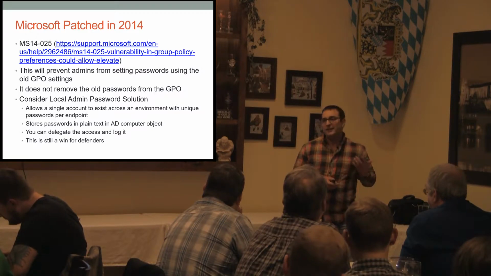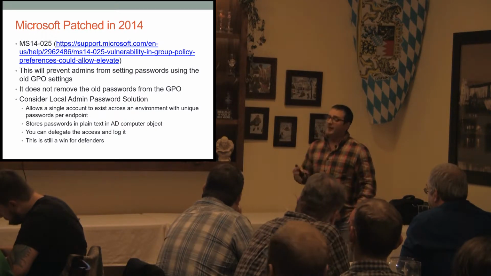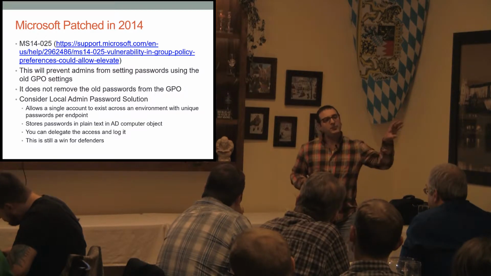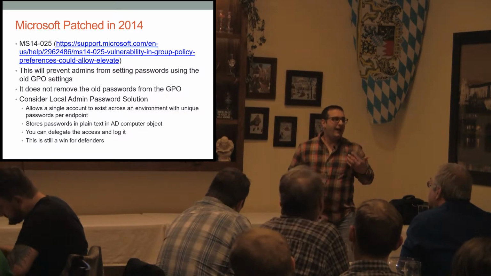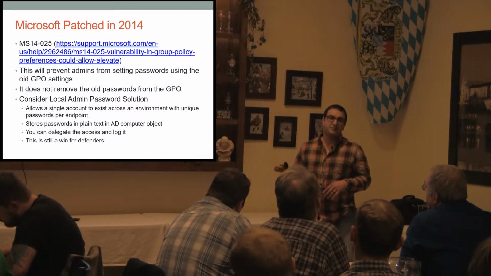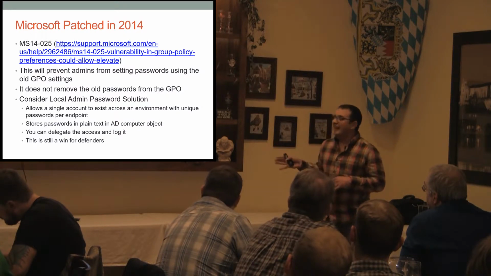And you can say, I want them to rotate every 90 days or whatever you need, right? It'll set them all for you, and it will store them in Active Directory inside of a computer object. So every computer object in Active Directory now has a unique local admin password, right? It's stored in plain text, so that's a bit of a caveat, maybe an issue for some people, but you can delegate access to it.